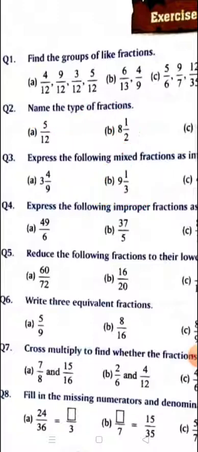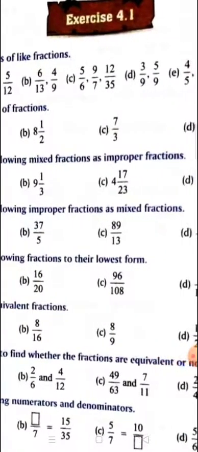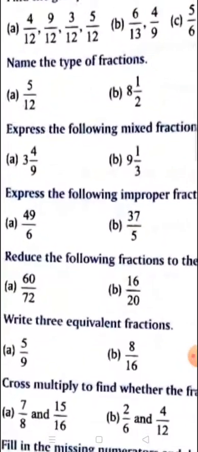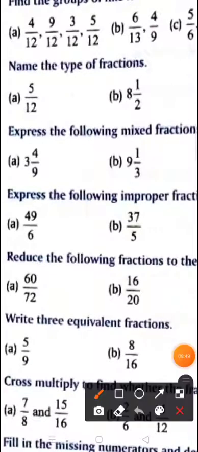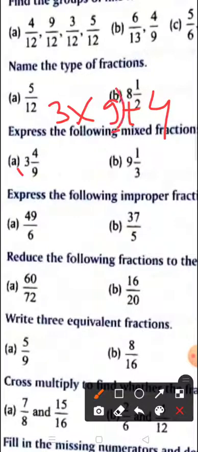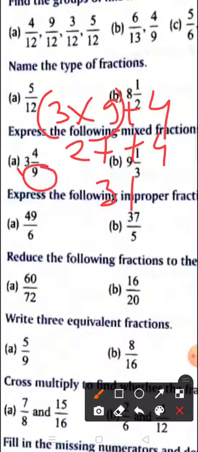Okay. Question number 3. Express the following mixed fraction as an improper fraction. What is the rule? I have already shown the steps. That is, 3 multiply 9: whole number multiply denominator plus remainder. Solve this first. 3 9s are 27, plus 4. How much do you get? 31. And the denominator stays as it is. Now it will be your answer.